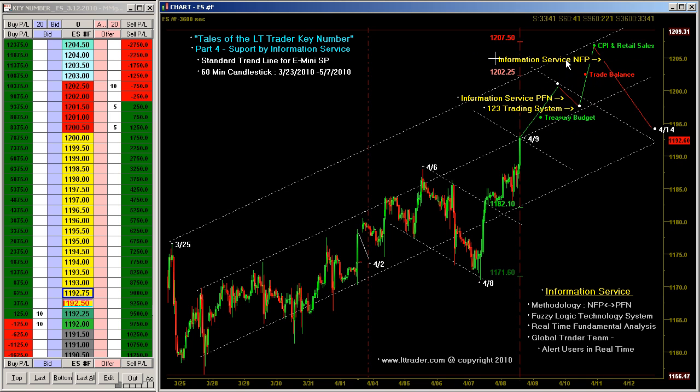Finally, let's look at the left side and the key number columns. As you can see, we've placed several orders in the system at specific price points as the high-end trader would do. By doing this, the trader is in control of his exits and money management strategy of risk-reward.